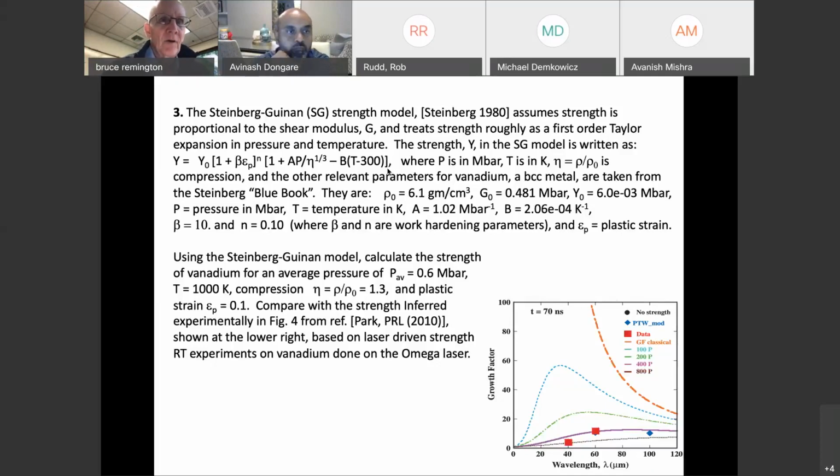So using values from what we call the Steinberg Blue Book, or you can find there's a publication by Steinberg that gives these. I give all the values for the ambient density, 6 grams per cc, the ambient shear modulus, 0.48 megabar, and then the constants A, 1.02 inverse megabar, capital B, 2.06 times 10 to the minus 4 inverse Kelvin, beta, assume beta of 10, and little n of 0.1.